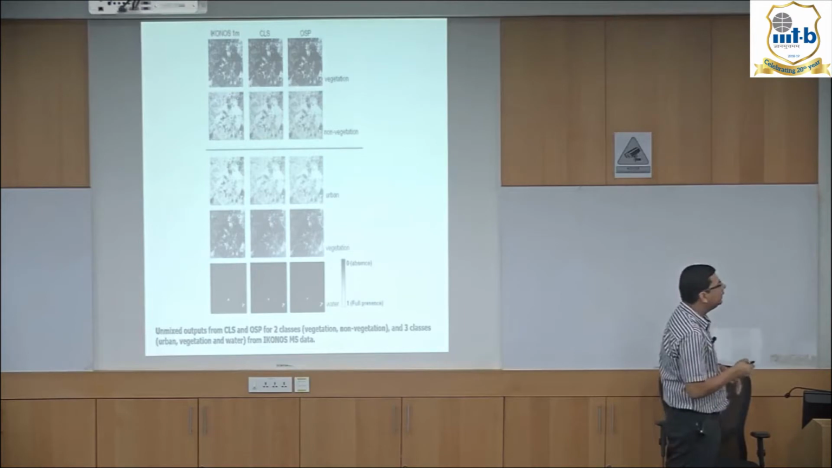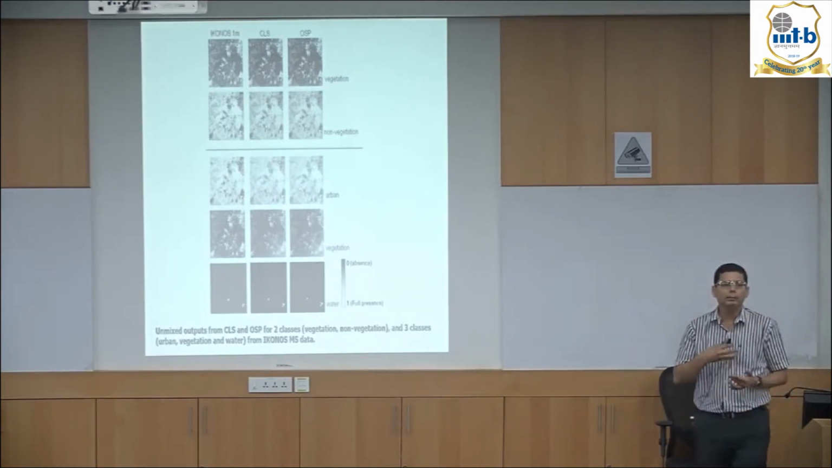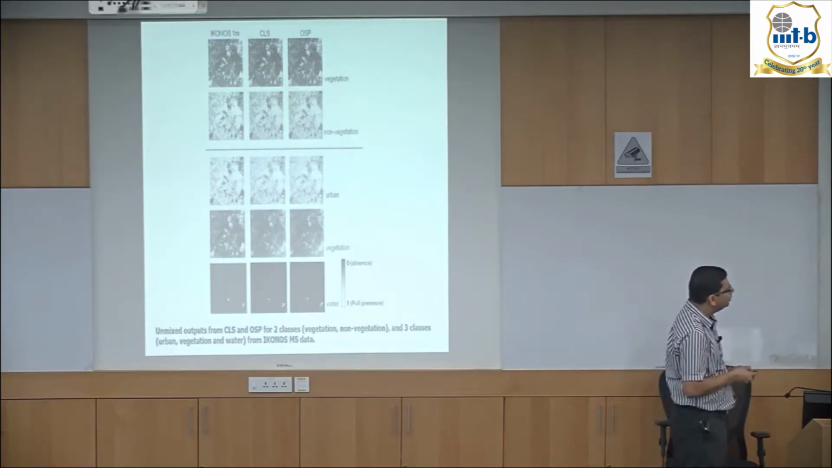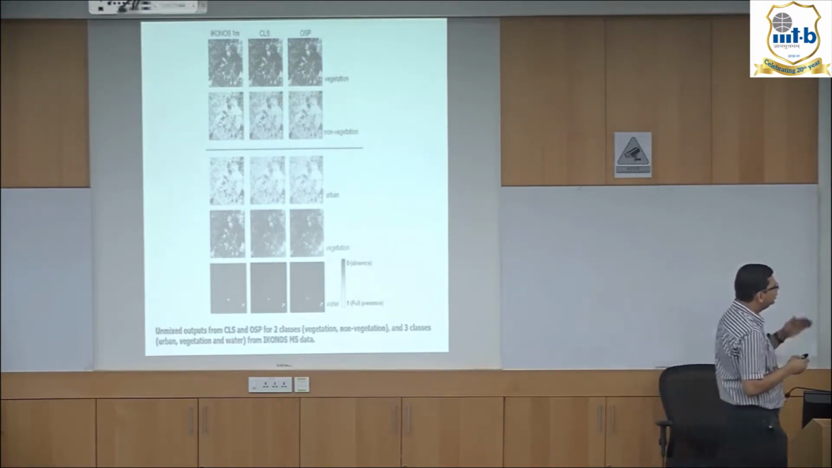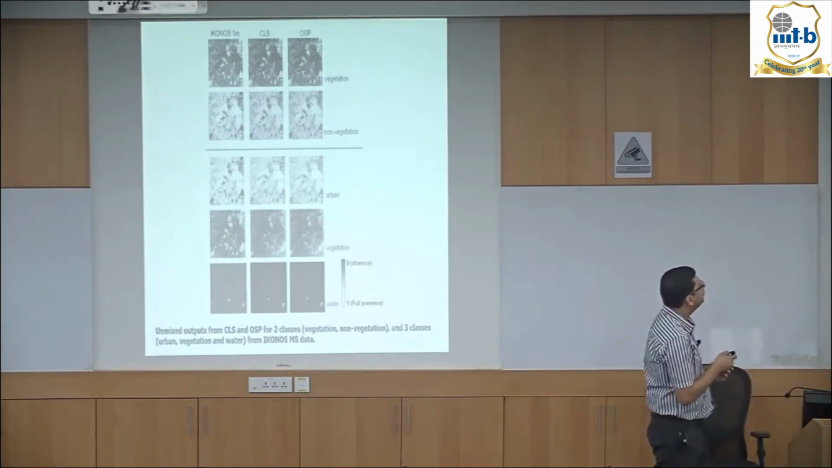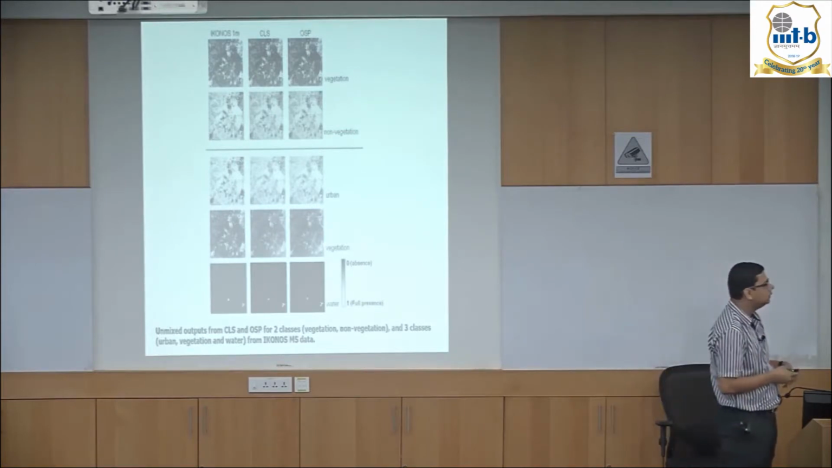So how this result is interpreted is, these are called grayscale images or abundance maps, where the values of pixel range from 0 to 1. Each class will have one single output. So for example, here we see vegetation and non-vegetation, two classes. Here we see urban, vegetation and water, three classes. So this is two and three classes example here.